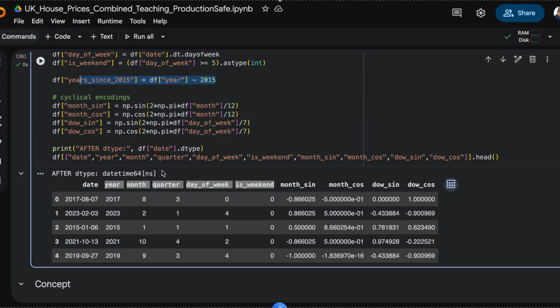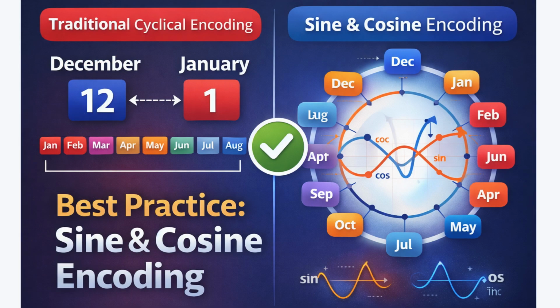Months and days of the week are cyclical variables. December and January are neighbors. Sunday and Monday are neighbors. But if we encode month as 1 through 12, the model sees December, 12, and January, 1, as far apart. That's incorrect. Solution: sine and cosine encoding.